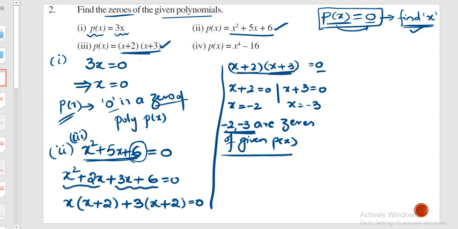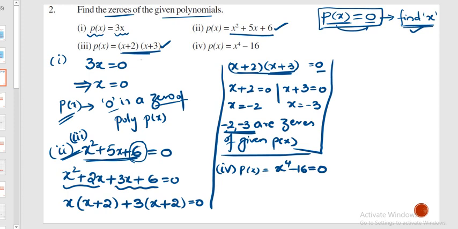Okay, next moving on to one more question. What is question number 4? Questions 2 and 3 both have the same answer. So p of x is equal to x power 4 minus 16, which is equal to 0. To find the zeros of the polynomial, what should we do? We need to make it equal to 0.